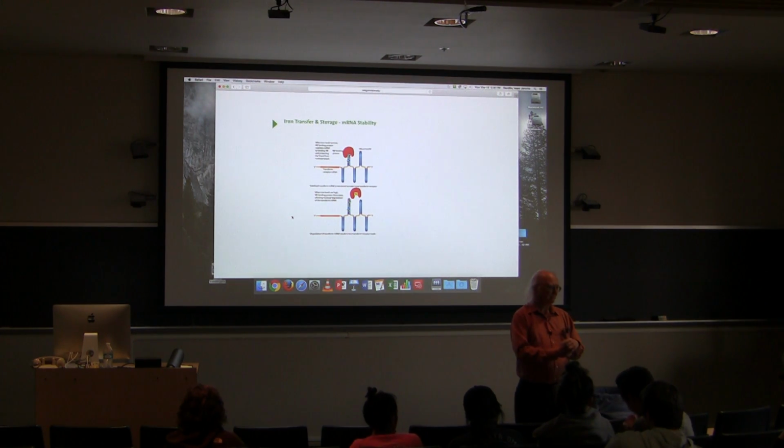Sorry, side question. Are those signal sequences clipped off once they basically... The signal sequences get clipped off once the translation gets going, yes. Okay.